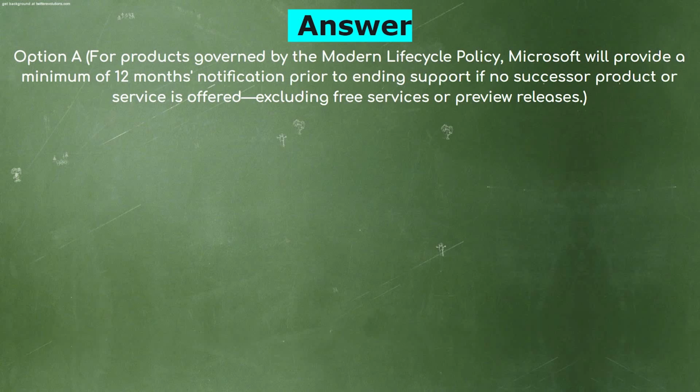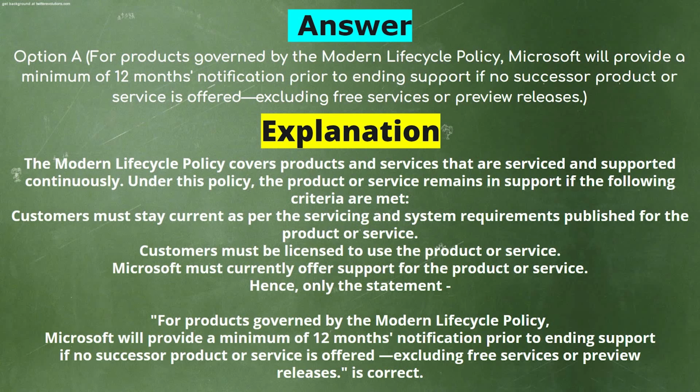For products governed by the modern lifecycle policy, Microsoft will provide a minimum of 12 months notification prior to ending support if no successor product or service is offered, excluding free services or preview releases. Explanation. The modern lifecycle policy covers products and services that are serviced and supported continuously. Under this policy, the product or service remains in support if the following criteria are met. Customers must stay current as per the servicing and system requirements published for the product or service. Customers must be licensed to use the product or service. Microsoft must currently offer support for the product or service, hence only the statement about the 12 months notification is correct.